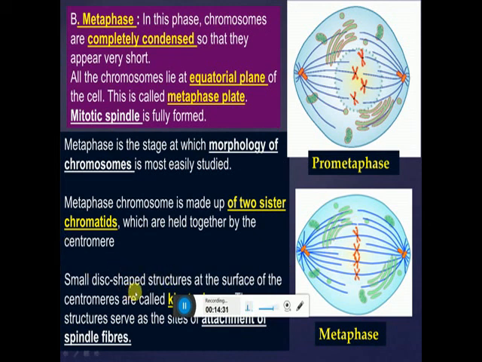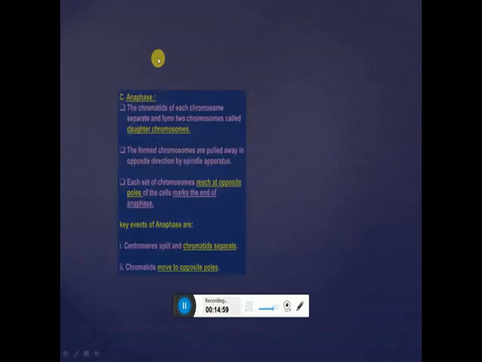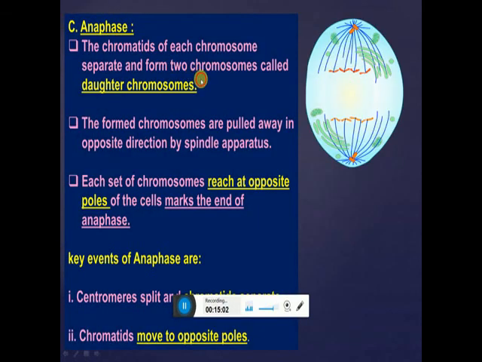A small disc-shaped structure at the surface of the centromere is called the kinetochore. It is the structure that serves for the attachment of spindle fibers. These egg-shaped sister chromatids join together at the centromere. On the outer side of the chromatids, rounded structures are formed. They are called the kinetochores. They are the attachment sites of spindle fibers for the separation in the next phase, that is the anaphase. So we are going to see the anaphase now.